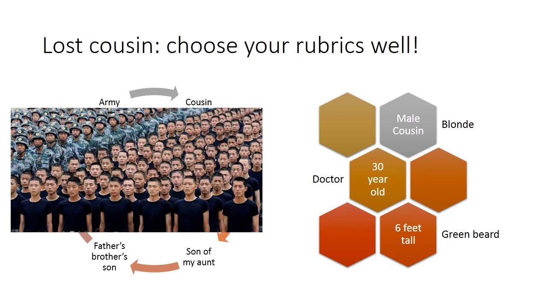It's not written on the face unless that person happens to be in the clinic. So a male cousin, good rubric, blonde, very good, 30 years old, individualizing, 6 feet tall, individualizing, and green beard is in fact very characteristic of a person. So this is going to help me find my cousin more easily.